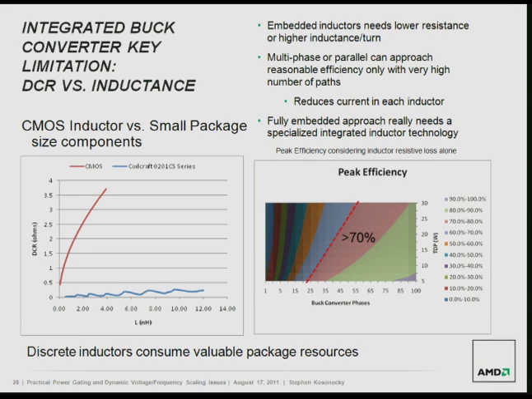This is just a plot on the left, looking at some discrete inductors from a company a few years ago that they published in their data sheets, Coilcraft. You compare those to a CMOS, the DCR, or the DC resistance, of the inductor is much, much lower because they're using special materials here for the inductor. Whereas if you did this air core, the resistance is much higher for various inductor sizes.